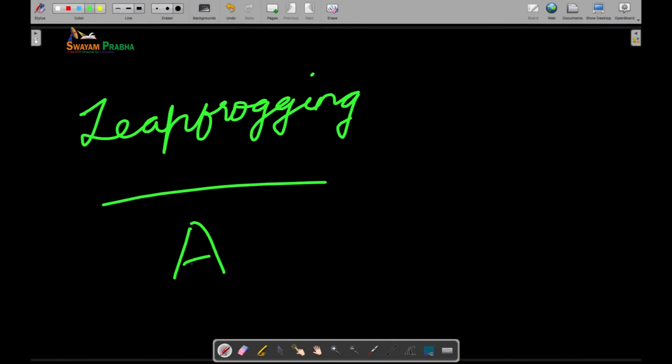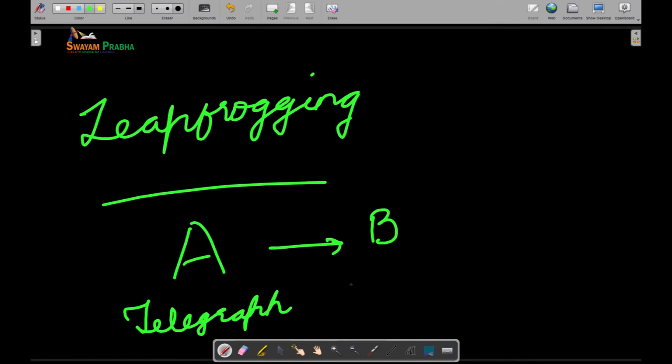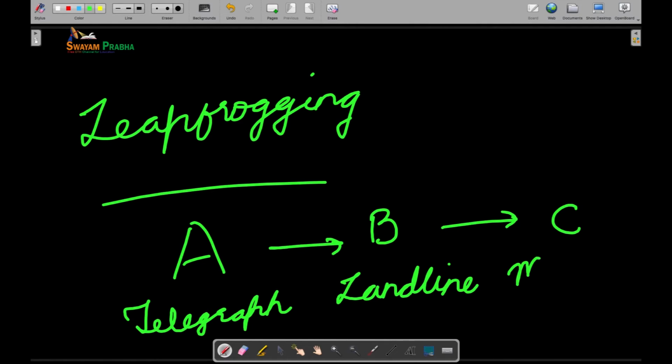with stage A, which is say telegraph. And from telegraph, the country moves to stage B, which is say landline phones. And from stage B, they move to stage C, which is mobile phones. Now, generally, if international trade was not there, every country would move from telegraph to landline to mobile, because the level of technological progress in any country would be very less.